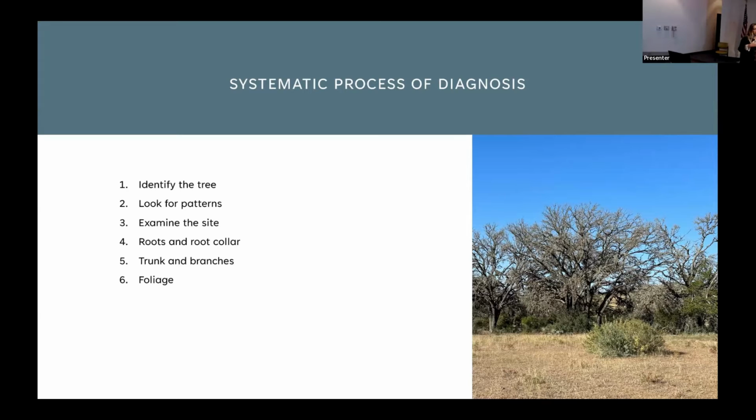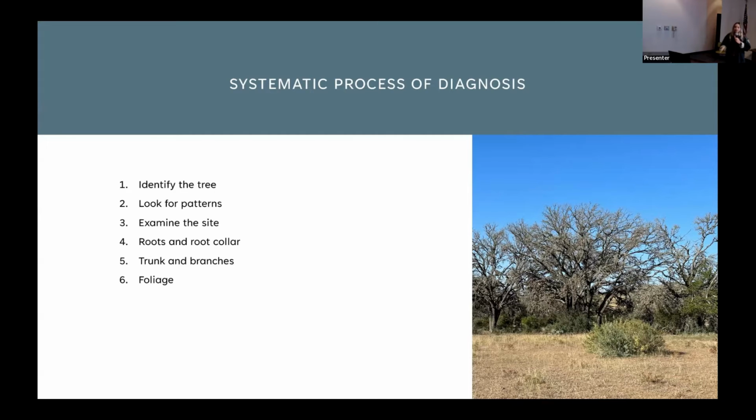So what do you notice when you stand back and look? Is it multiple trees? Is it one single tree? Is it different species? And then examine the site, like where the tree is growing. Are we in an urban environment next to a sidewalk and foundation? Are we on a rocky upslope on a hill?